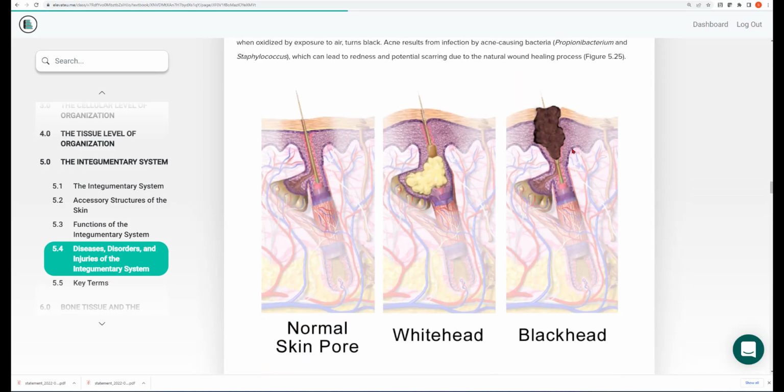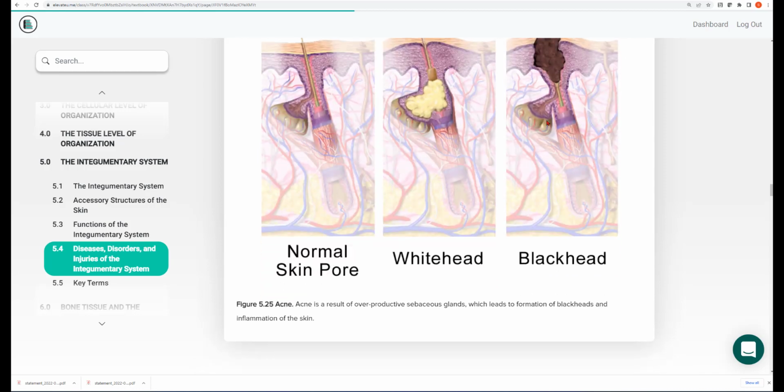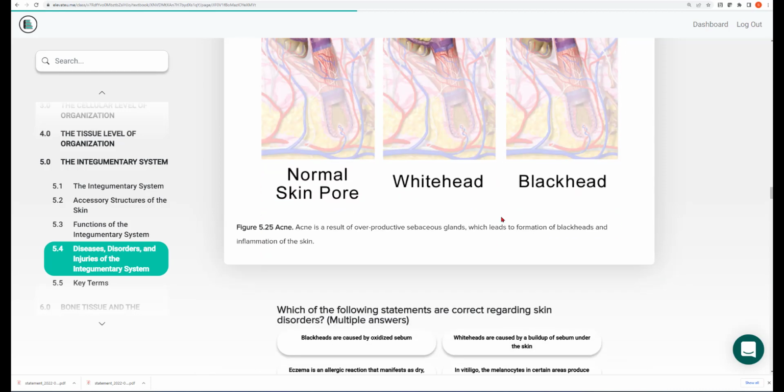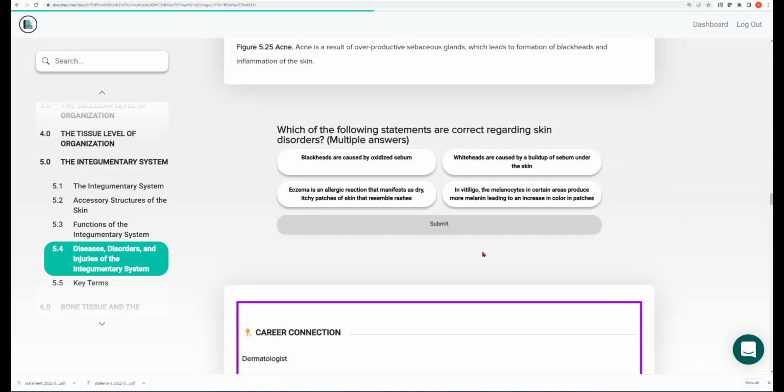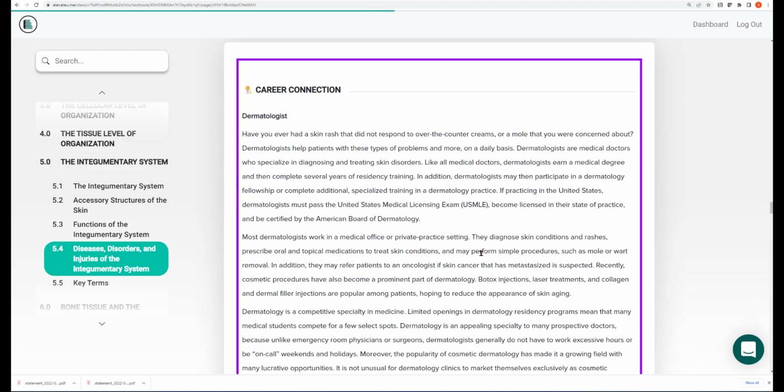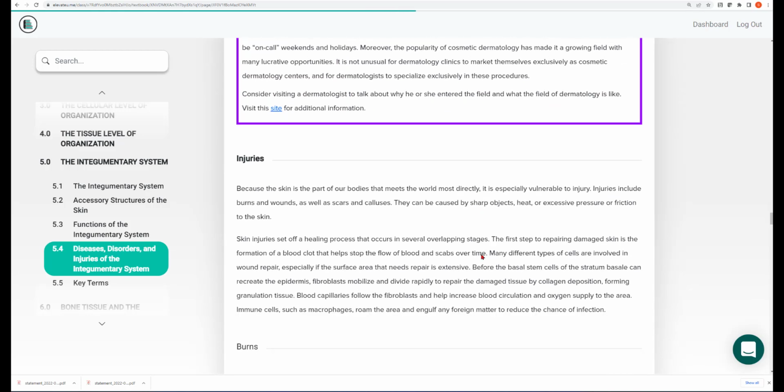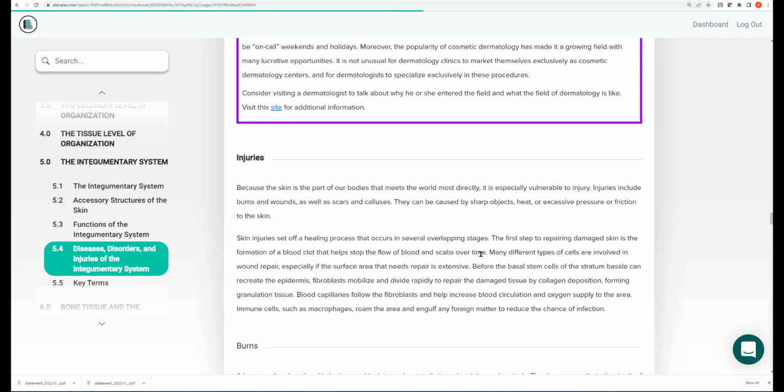If that product makes its way to the surface, breaks through, then the product gets oxidized from the environment and it turns it black. So a whitehead and a blackhead, right? They're both the result of overactive sebaceous glands that lead to lovely things on our skin, especially during our teenage years. The last thing I want to talk about when it comes to skin are burns.